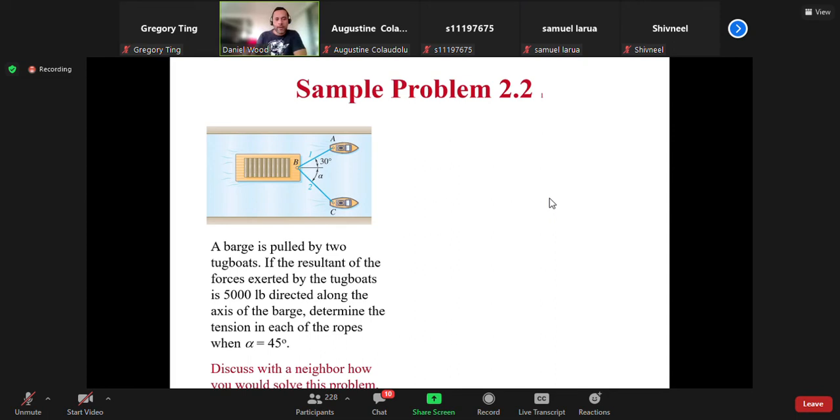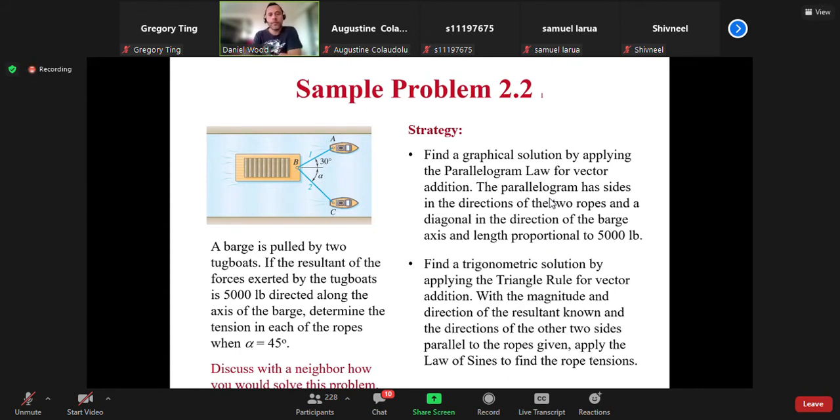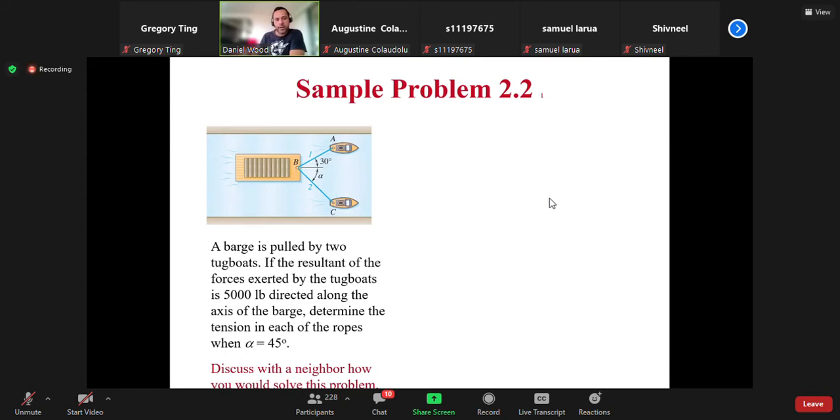Okay, so let me just expand on this. So we've got a graphical solution and we've got the trigonometric solution. Okay, same thing that we did before. Now, I'm just going to draw on here some important things that we need to know about this problem. It's given us, straight away, the resultant. Okay, the resultant is 5,000 pounds, right? And that is being directed along the axis of the barge. So we're assuming it's horizontal.